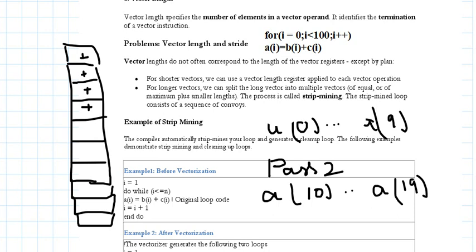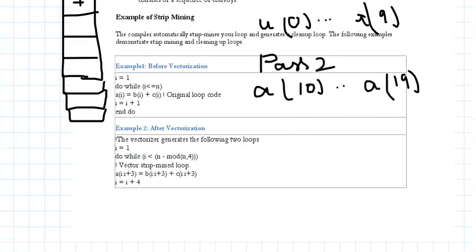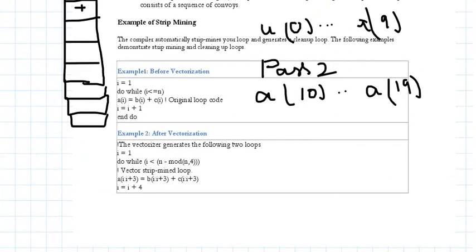And the process is called strip mining. The strip mine loop consists of a sequence of convoys. So here we have an example of strip mining.